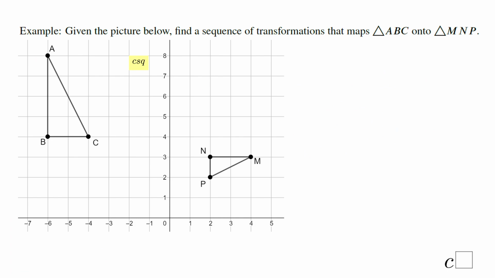My final problem is this one. Sometimes you do have the two shapes, right? We notice we have the triangle ABC and triangle MNP, and you need to find the sequence of transformations that maps this triangle ABC to triangle MNP. So we need to go from this big triangle to this small triangle.